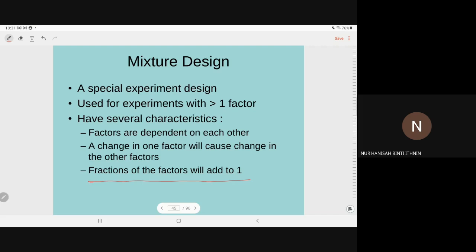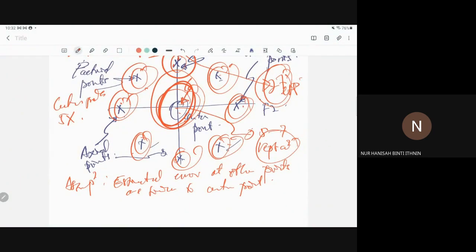Okay, so it is a special experiment design used for experiments with more than one factor. If it is only one factor, then you do not have to use a mixture design, because only one aspect is changing. So you can always use one factor experimental designs. Okay, so it has several characteristics, where factors are dependent on each other. A change in one factor will cause change in the other factors, and fractions of the factors will add to one. So what does that mean?